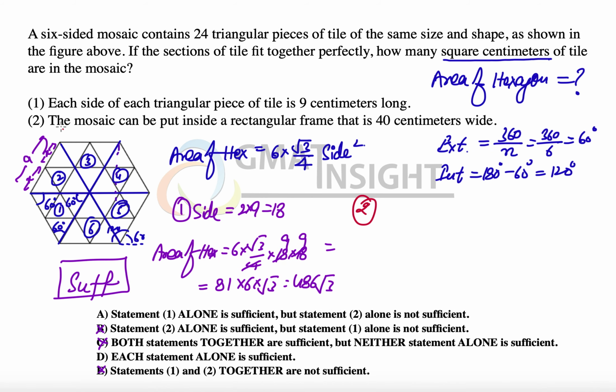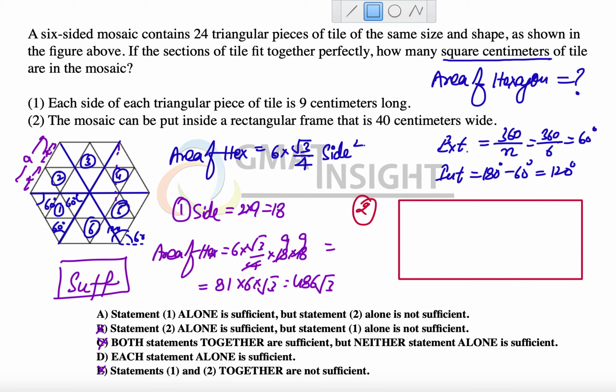The second statement says that the mosaic can be put inside a rectangular frame that is 40 centimeters wide. So, the 40 centimeter wide rectangles can be drawn in many ways. For example, this rectangle is a 40 centimeter wide figure, and similarly I am going to draw another, which is this. This also is 40 centimeters wide. We can draw even more such rectangles, which have 40 centimeter width.